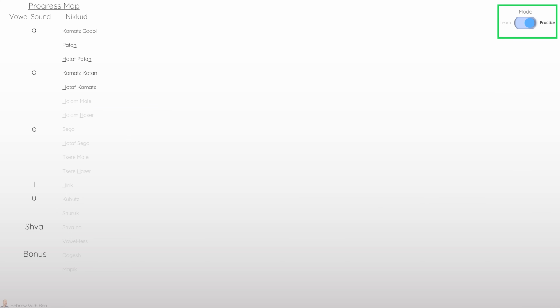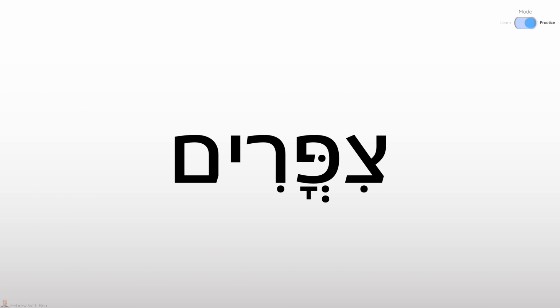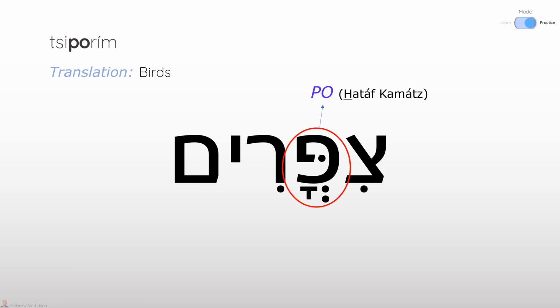Look at the word on the screen. The word is Tziporim. The letter P is decorated with Chataf Kamatz, creating the syllable Po.